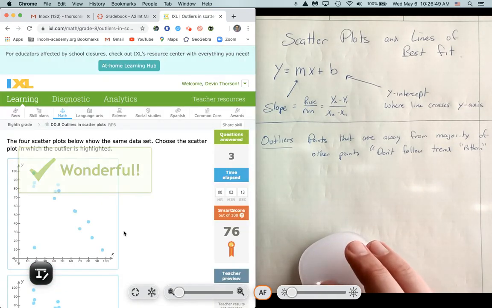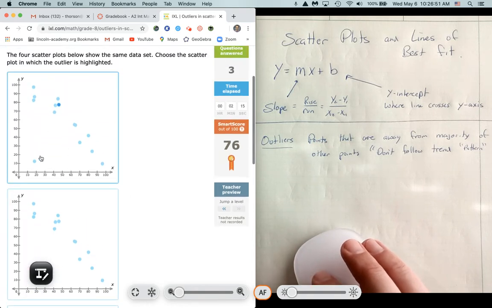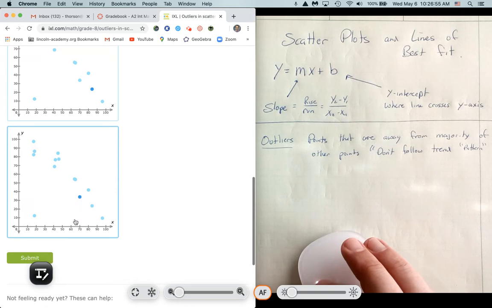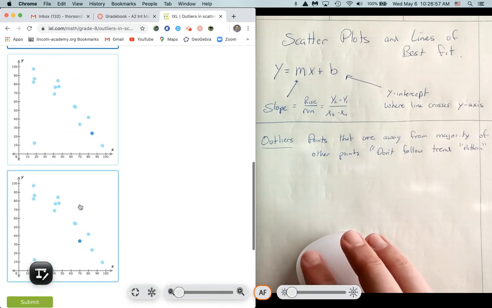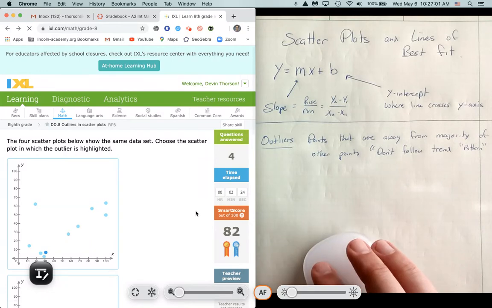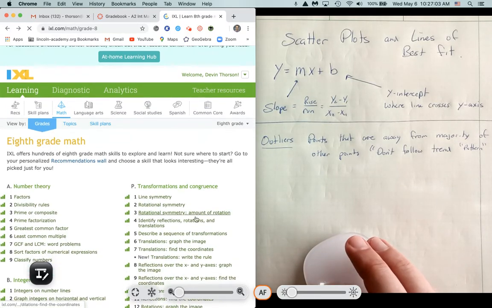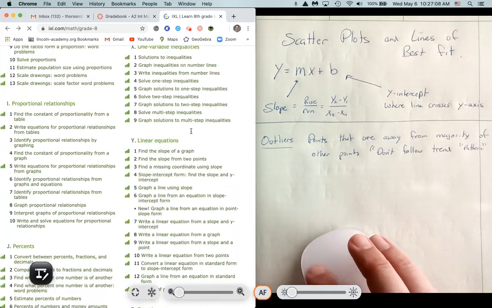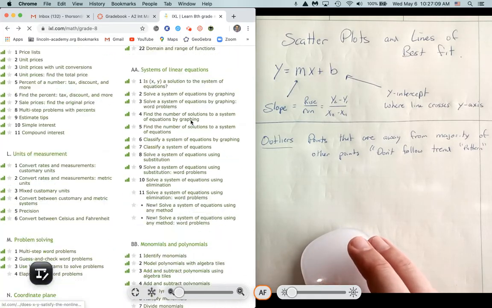That lesson should go very, very quickly for you because you're just basically looking for the point that sticks way out, making sure you click the graph that has that one particularly highlighted and submit it. But the next lesson is the most important one and will take a little longer. And the reason I'm assigning this next one is it's also a very good review of a linear equation.